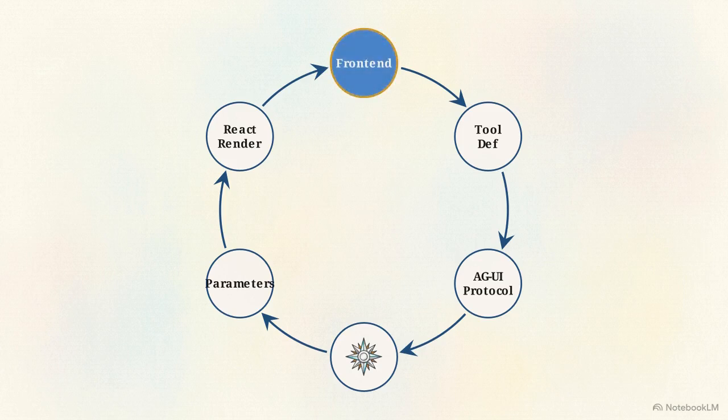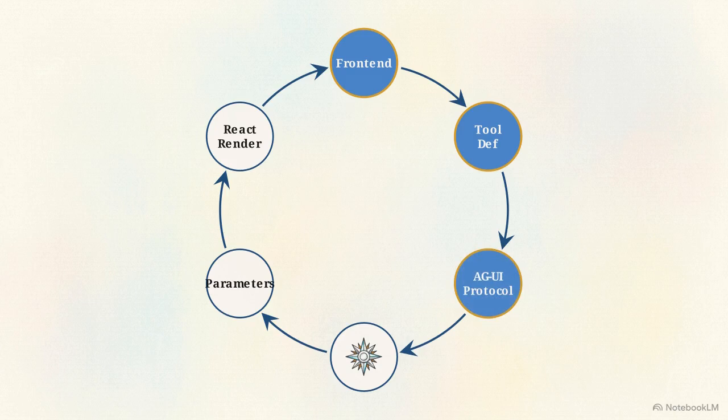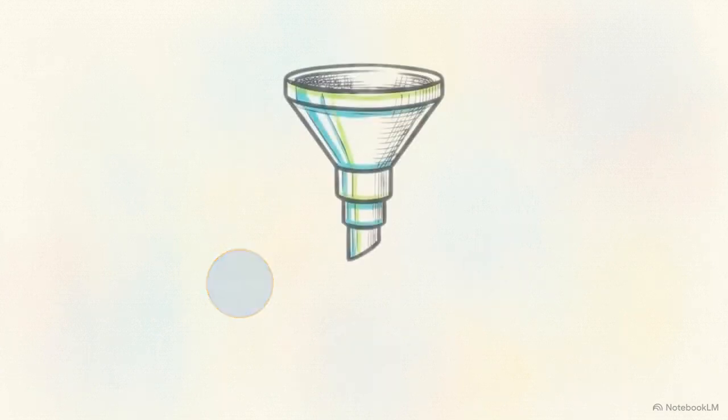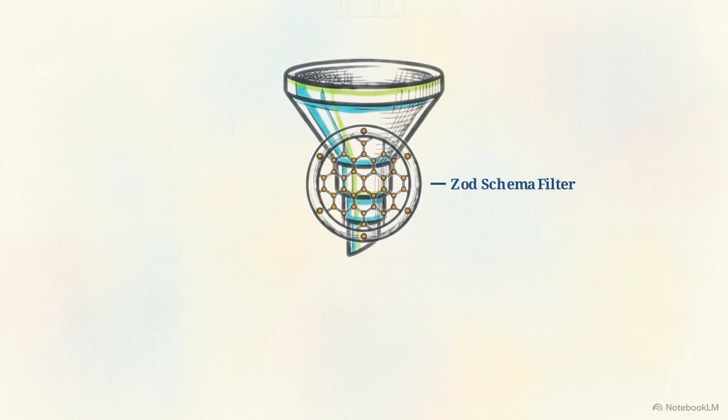The front end registers a component. The system converts it to a standard tool definition. AGUI registers it. The agent evaluates its tools, triggers a call, and the SDK maps that call back to the designated React component. Focusing tightly on the parameters step, we see the Zod schema filter parsing the incoming JSON payload.